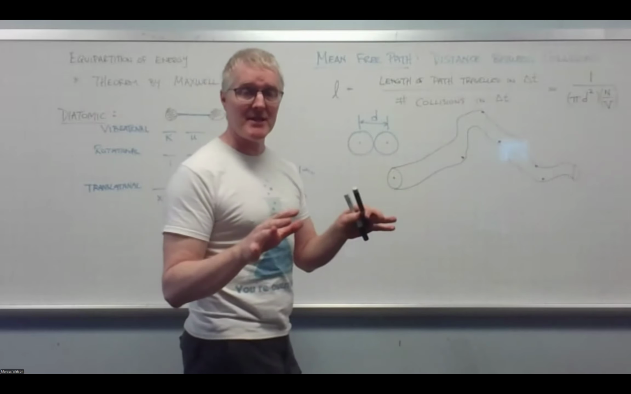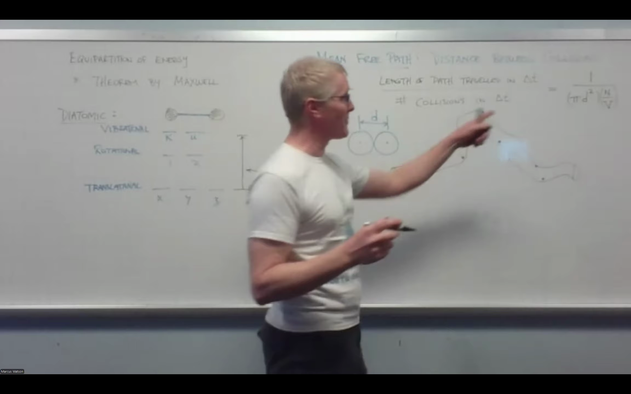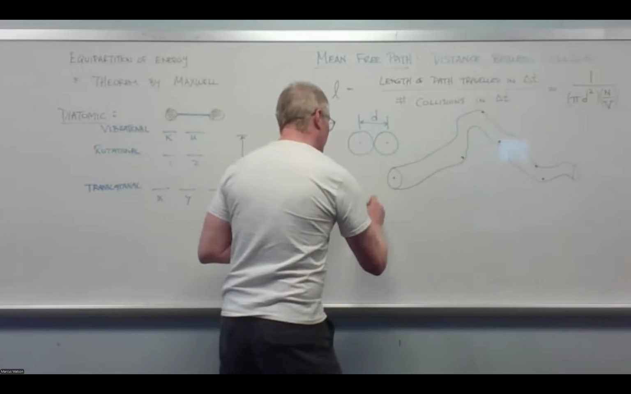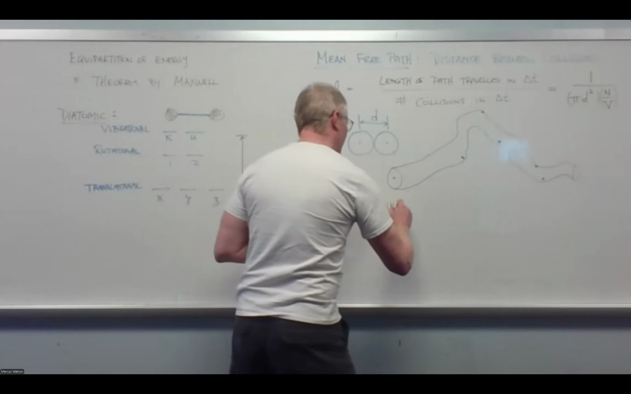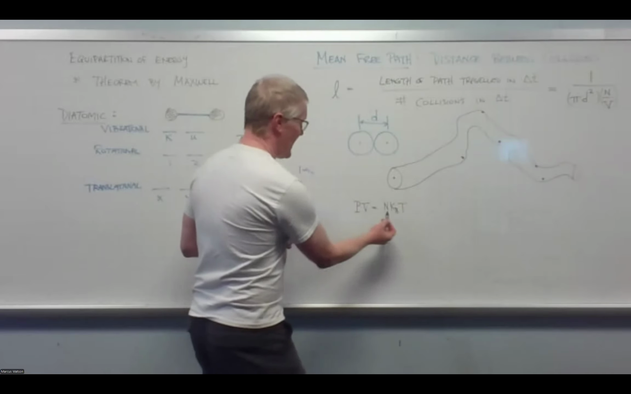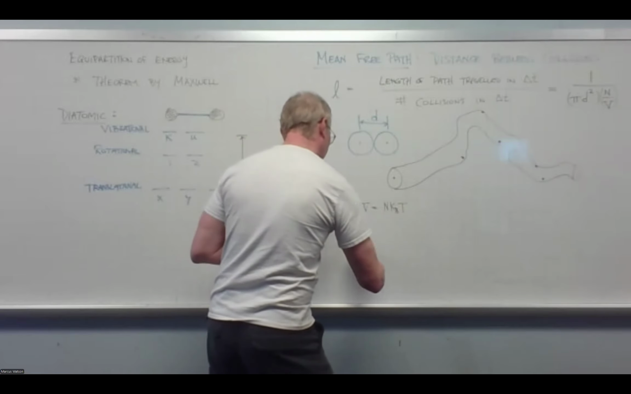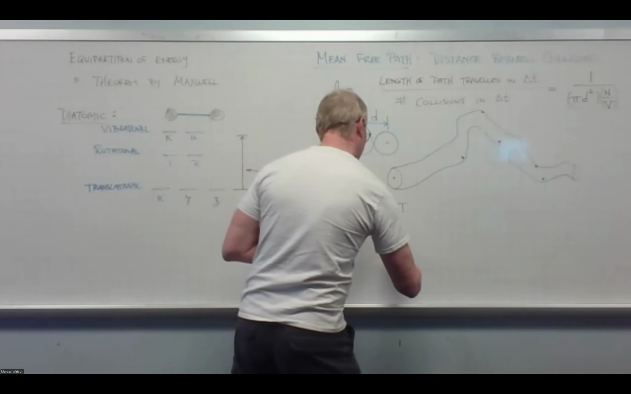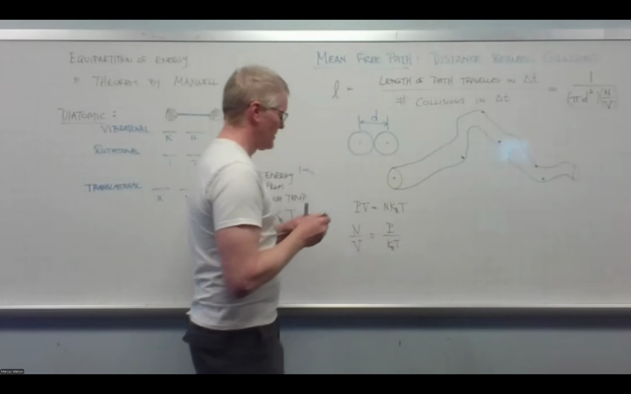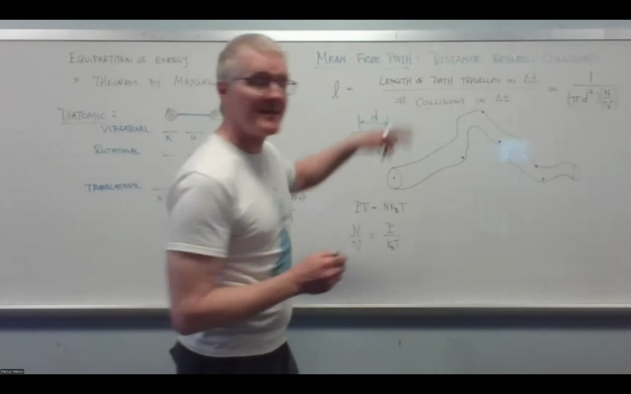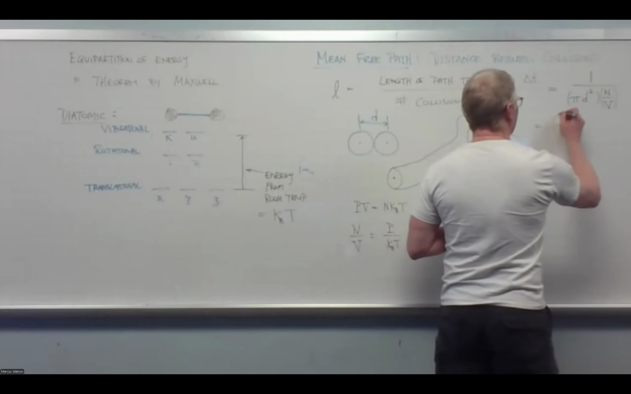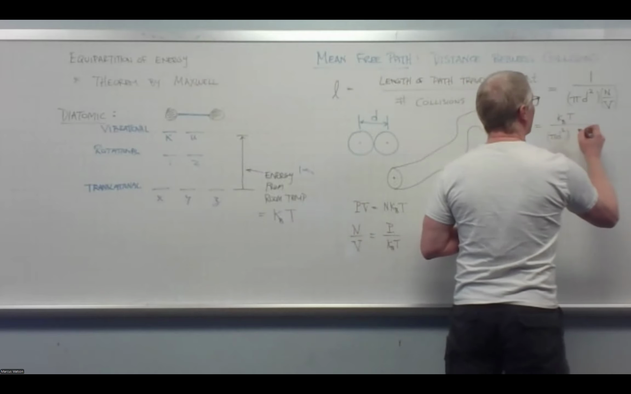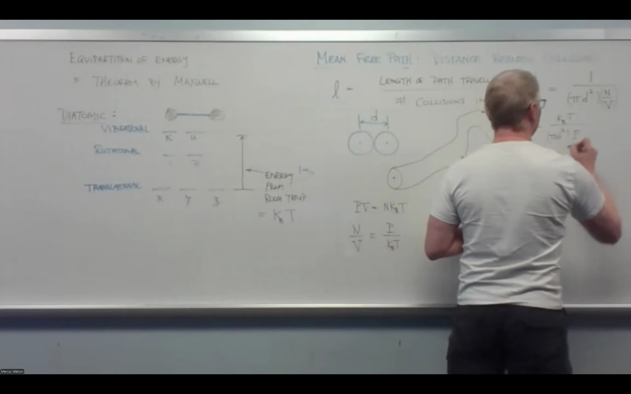We can also cast this into a useful form by remembering that N over V is part of the ideal gas equation of state. If I think of PV equals nRT, or PV equals NkT, then N over V, the number density, is the same thing as P divided by kT. If I put this in, the mean free path becomes kT on the top, divided by pi d squared times P on the bottom.